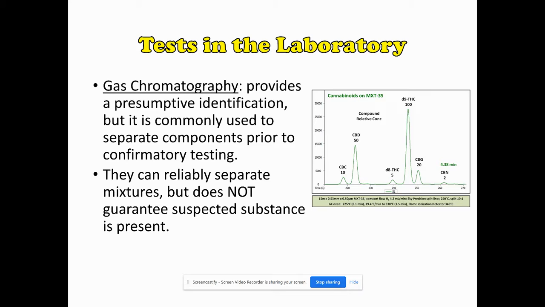And so gas chromatography is something that I used to use on a daily basis when I worked as a polymer chemist. I made plastics, basically. And so gas chromatography provides a presumptive identification, but it is commonly used to separate components prior to confirmatory testing. And so you do separate your components. You can identify what they are within reason.